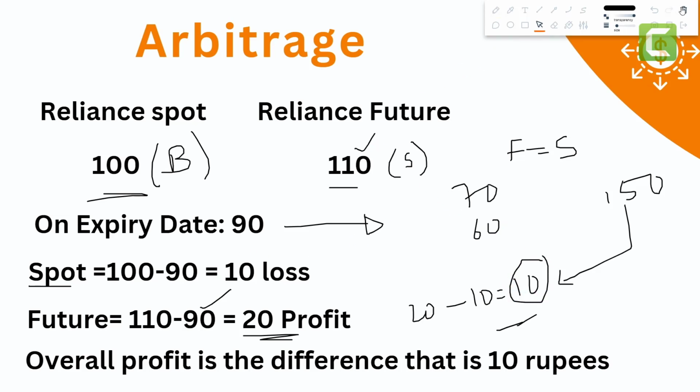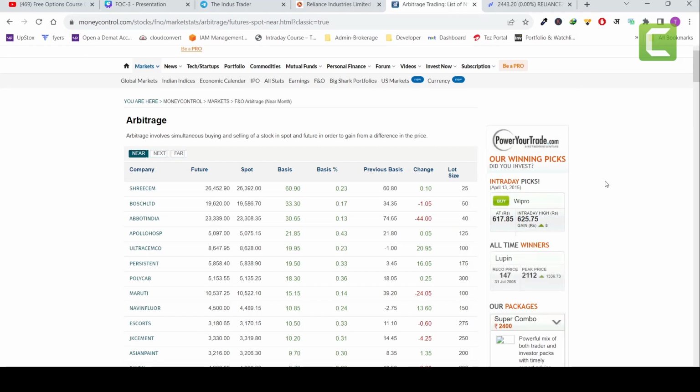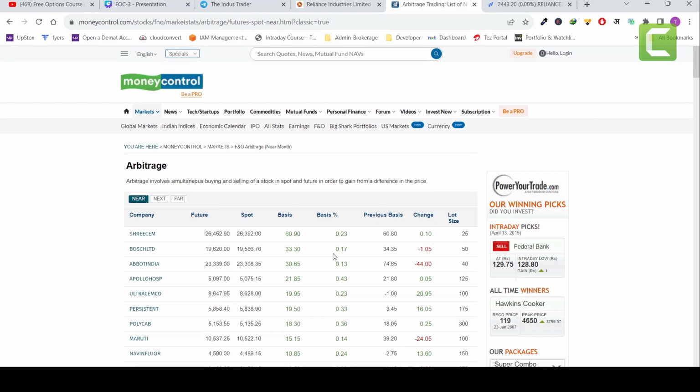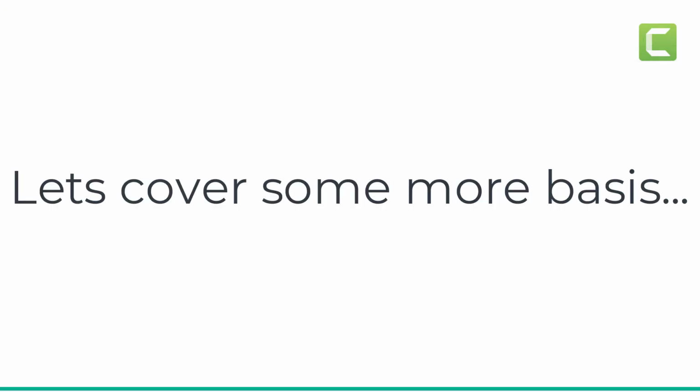So this is arbitrage. Now, how do you find this arbitrage difference? We have a lot of examples, like on Moneycontrol you can see this difference, and you need not worry about that because we're going to make a separate video on this in the regular earning strategy. In the coming sessions we have a separate strategy for that as well. So we have almost covered the basics of futures.